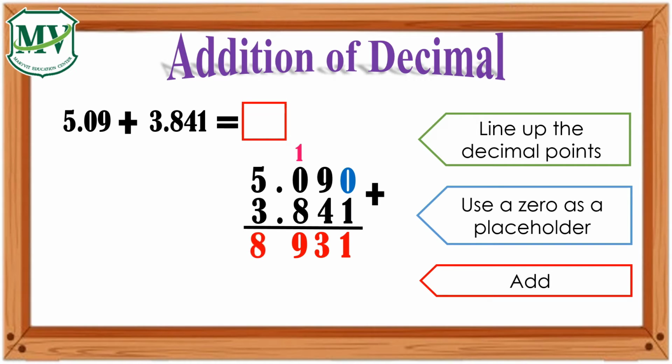Now where do we put the decimal point? That's right. Line it up to the decimal points of the addends. So the sum of 5 and 900ths and 3 and 841 thousandths is 8 and 931 thousandths.